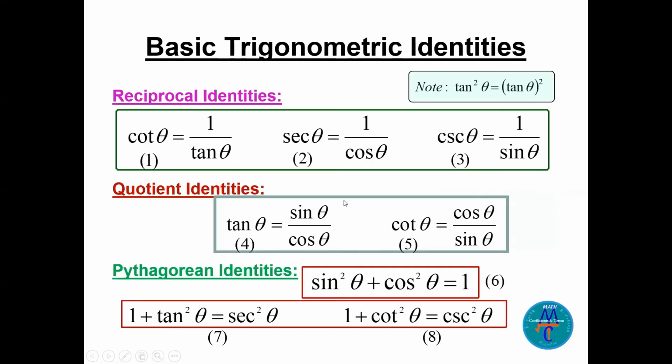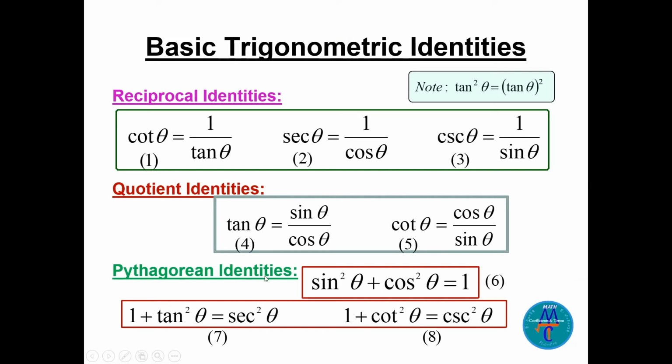The basic trigonometric identities, the reciprocal identities: cotan of theta is 1 over tan of theta. So this is the reciprocal. We have 3 of them. Secant of theta is 1 over cosine of theta. Cosecant of theta is 1 over sine of theta. The quotient identities: when you divide, tan of theta will be sine of theta divided by cosine of theta. Cotan of theta will be cosine of theta divided by sine of theta. And remember, tan theta and cotan theta are reciprocals.